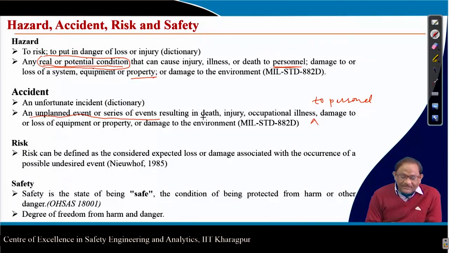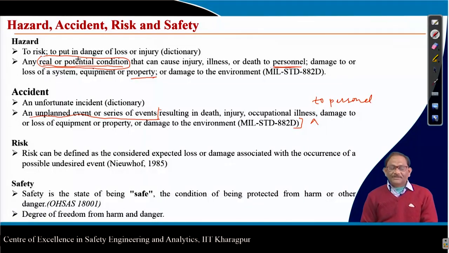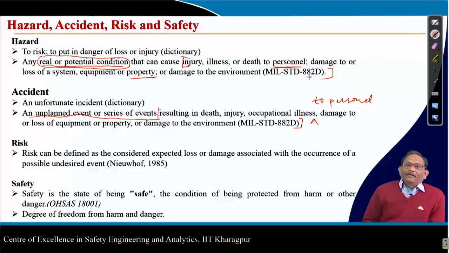If we compare the last part of this sentence with the definition of hazard, we will find that it is the same. What is the difference then? The difference is, in case of an accident, we are talking about an unplanned event or series of events. In case of hazard, we are seeing a real or potential condition. So, the real or potential condition is converted into an unplanned event or series of events.